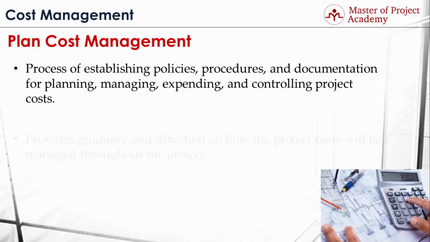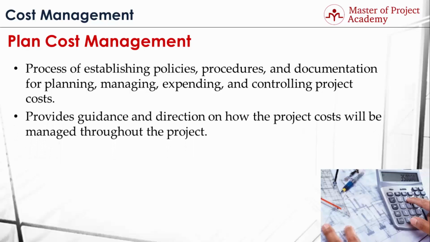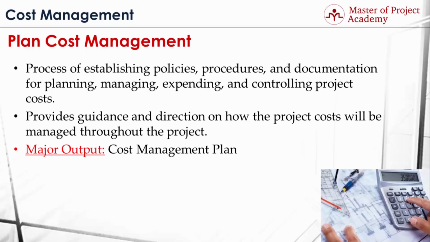Cost management plan provides guidance and direction on how the project costs will be managed throughout the project. For instance, you'll be able to see how much money you'll need in a certain phase of the project with the help of Plan Cost Management Process. Major output of the Plan Cost Management Process is Cost Management Plan. Cost Management Plan briefly describes how to estimate costs, how to determine budget, and after the budget is determined, how to manage and control costs are outlined in the Cost Management Plan.